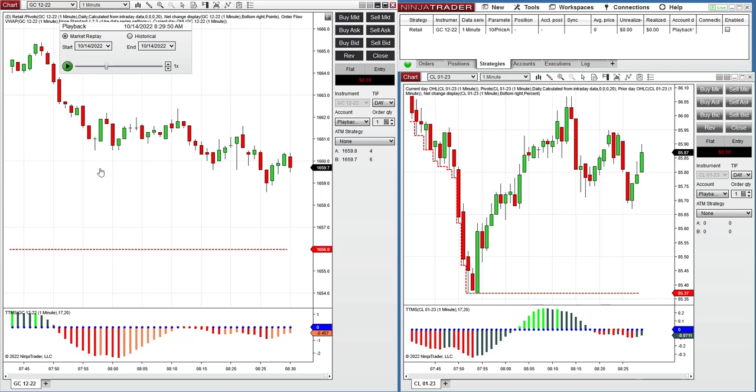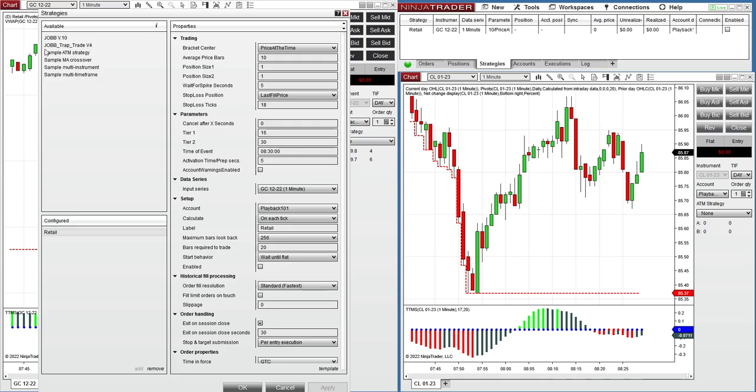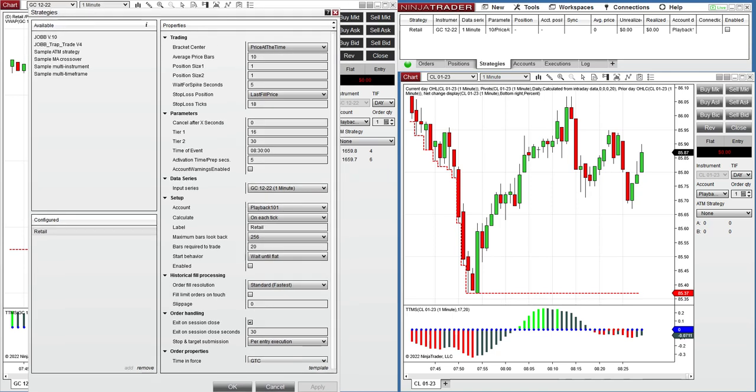So we right-click the chart, click on strategies, double-click on trap trade, and it'll show up down here. Then you get your DMM, right? You get your DMM, the trade you're trading that day, whatever it is. Let me get my DMM. I made a mess of that DMM.